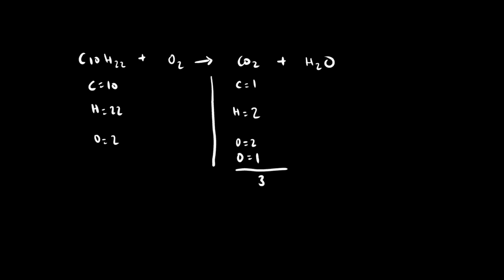Let's start by trying to balance the carbon. Least common multiple of 10 and 1 is 10. So let's introduce a coefficient of 10 in front of our carbon dioxide. So now we have 10 carbon on the right, and we have 20 oxygen plus 1, making it 21 total oxygen on the right.